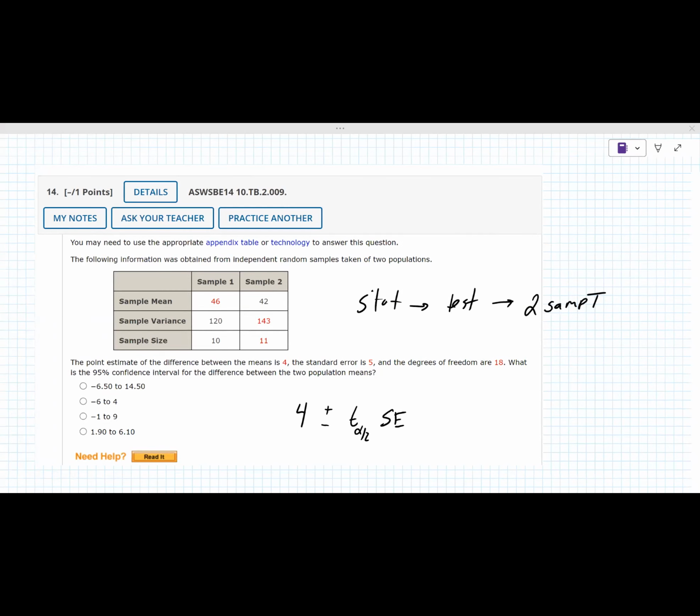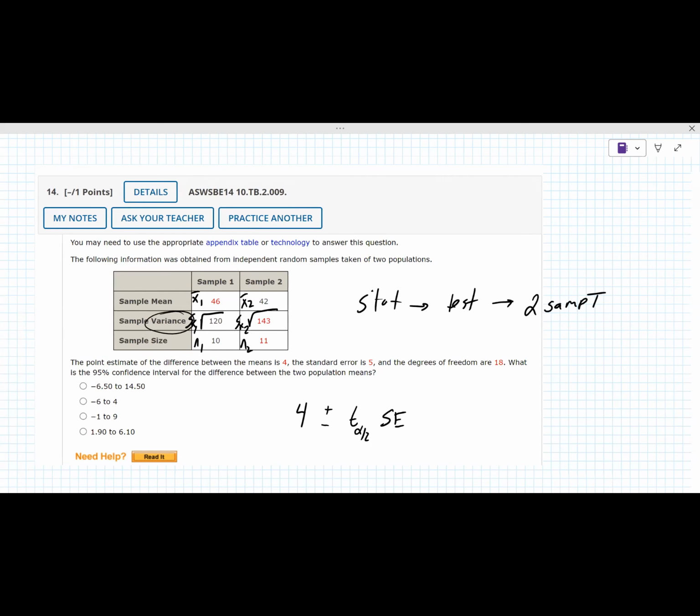So you have to go down. It's number 0, 2 samp t interval. Do you see that? Yeah. And then choose data or stats. And then it's looking for x bar 1, that one, SX1. Now, this time it's the square root of 120 because they're giving you the variance. So you have to take the square root for SX. That's SX1. N1 is down here. X bar 2, square root again for that one, SX2. And then N2 is 11.